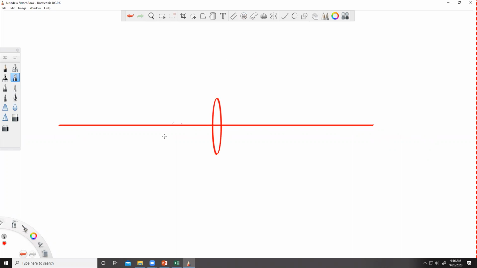So that's the focal point. You need to draw the same distance on both sides, okay? Do not draw on equal lengths. If you draw unequal lengths, you may not get the right image. And then you place a small object in between F and that, and this object is usually near the focal point.